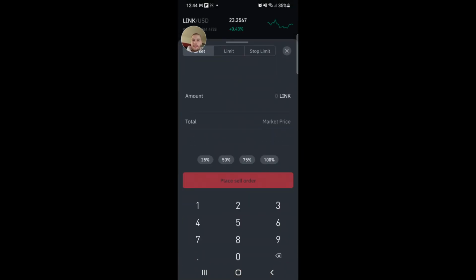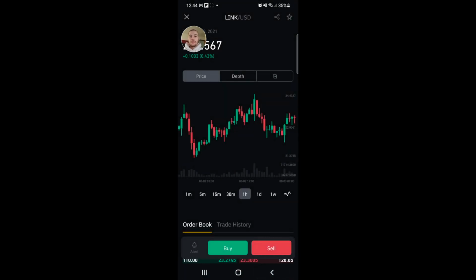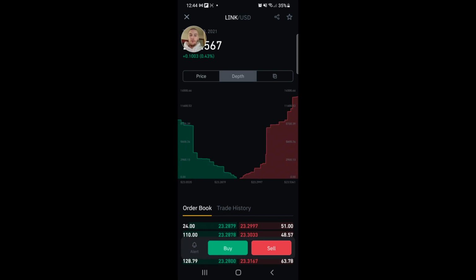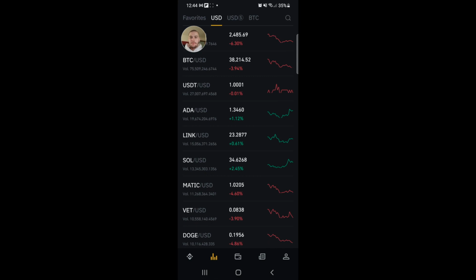And the same goes for sell. So we have full functionality when it comes to placing orders. We also have some very basic price charting that we can see here, as well as the order depth, or layer 2 if you're coming from the stock market area. But that's pretty much Binance.